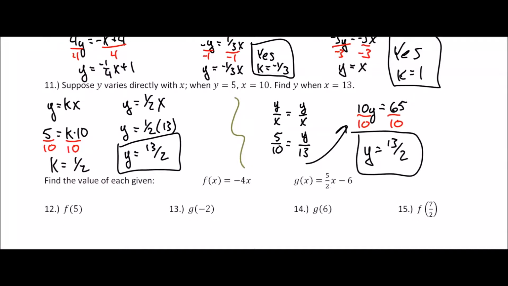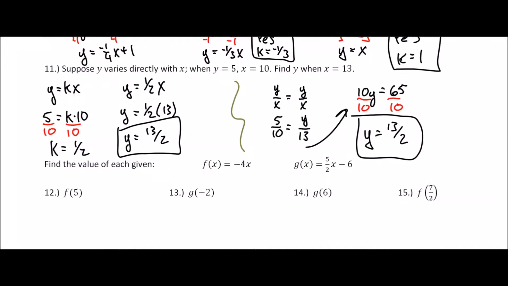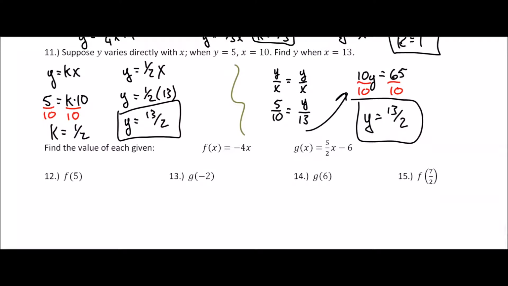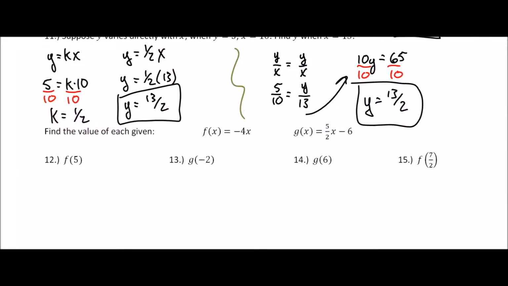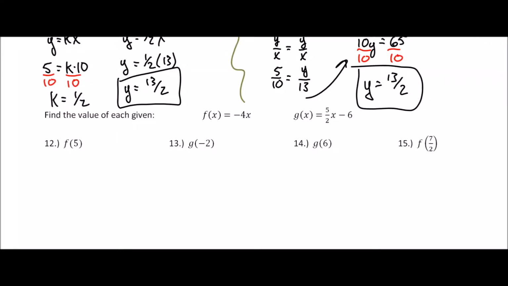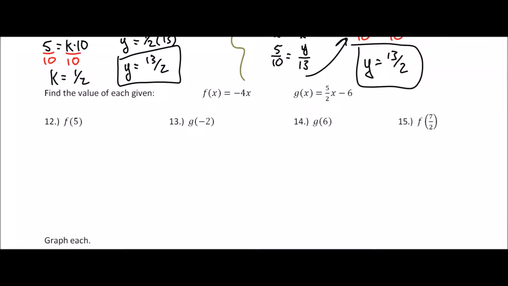The next couple are just asking me a little bit about function notation. Remember, function notation, f of x or g of x or h of x or whatever you want to call it, it's the same thing as y, but it's a more powerful version of y. It's a y value that can also tell us what to plug in. So f of x is the same thing as y. So really this says y equals negative 4x. But by saying f of x equals negative 4x, we still have a y, but I can also tell you what to plug in.